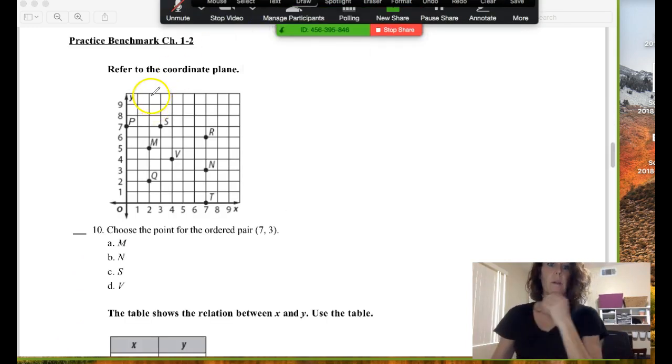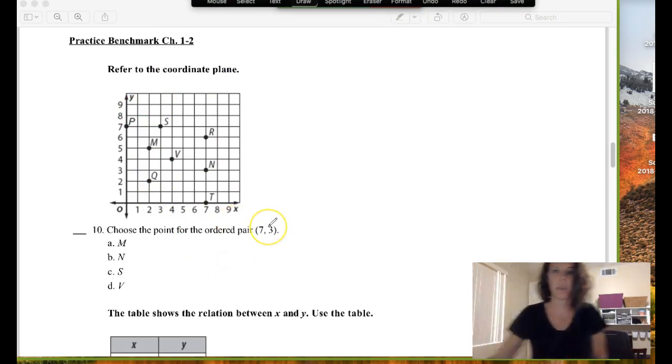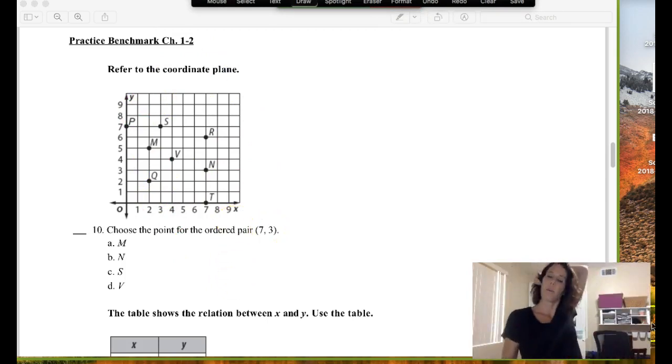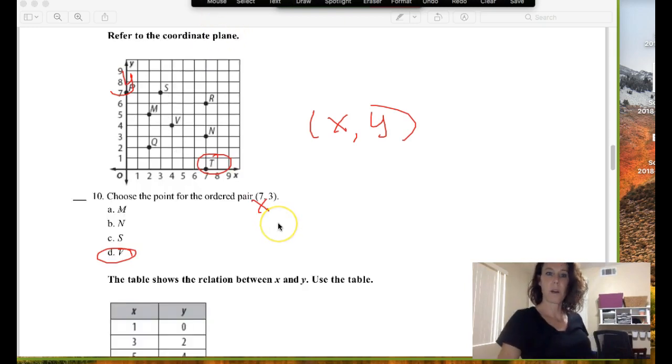All right, for number 10, refer to this coordinate plane. Choose the point for the ordered pair 7, 3. Remember, my ordered pairs are always in this form: X goes first, Y goes second, okay? This is always your x-axis, the horizontal; the vertical is always your y-axis. So I'm going to go over 7 on the x-axis, up 3 on the y-axis, and it lands me here at N. So it should be B. On to the next one.